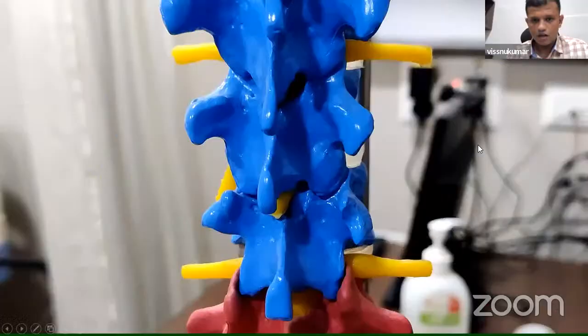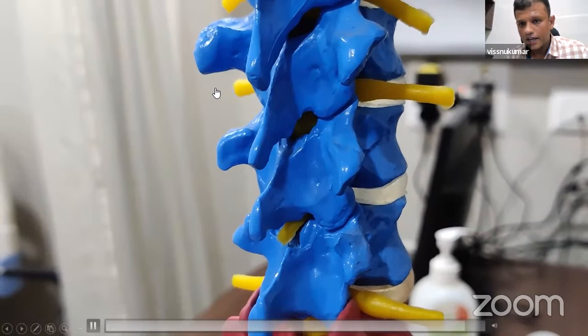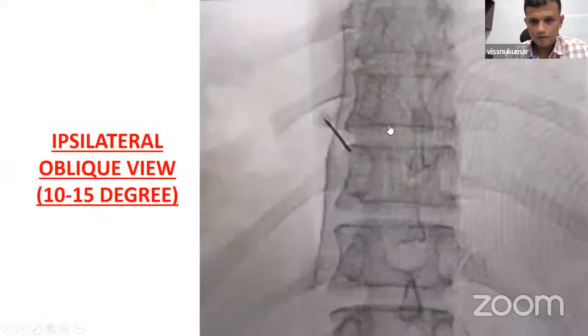So basically, I want to rotate my spine. This is just a spine model. So I'm just rotating the spine like 15 degrees so that I can see the rib and make sure that my needle is crossing in this manner. Okay. Now, first I'll be taking an ipsilateral oblique view of 10 to 15 degrees.